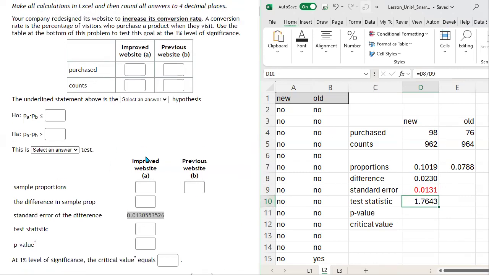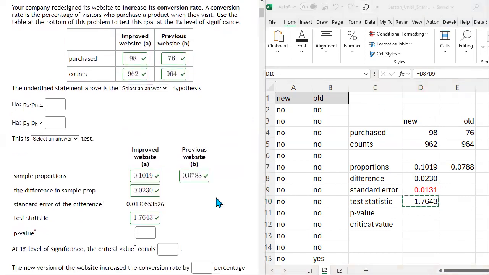Okay, so let's go ahead and put the information we know that we've computed into the website. I'm going to pause the video while I do it. All right, welcome back. I entered the information from the spreadsheet into the answer boxes in the problem.